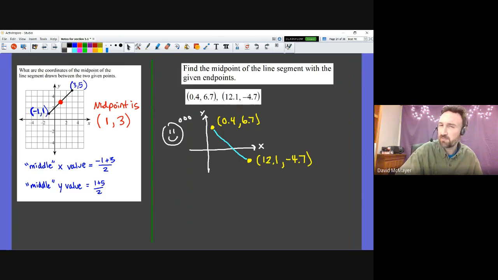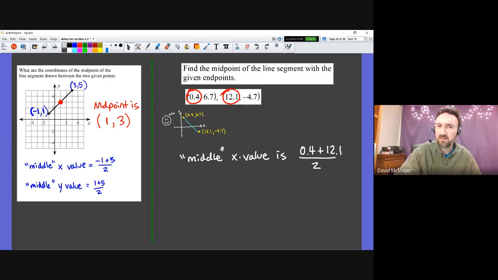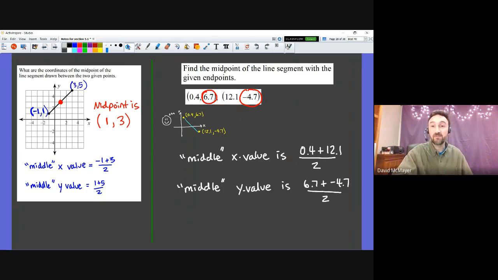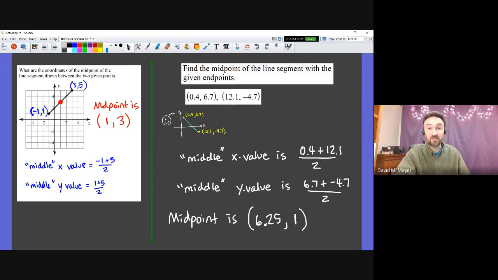So I've got that picture in my head, but then I'm really just finding the middle x value, and I'm finding the middle y value, and then figuring out that the midpoint of 6.25, comma 1 is between the two endpoints. Now, it's okay to have a decimal value somewhere in your answer. It's going to probably happen a lot.